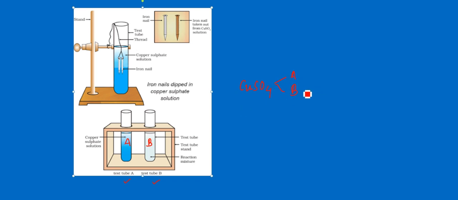But in test tube B, we put iron nails along with copper sulfate, and in test tube A, we will not put the iron nails. We will keep it as a control for comparison later on. Also, we will take one iron nail as it is for comparison. Now let's see what will happen.